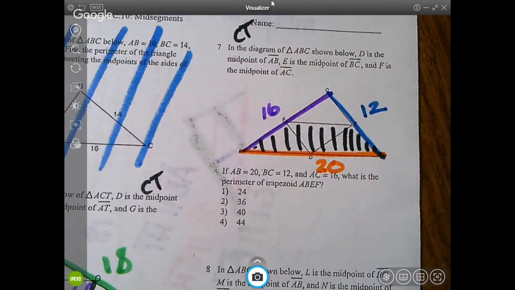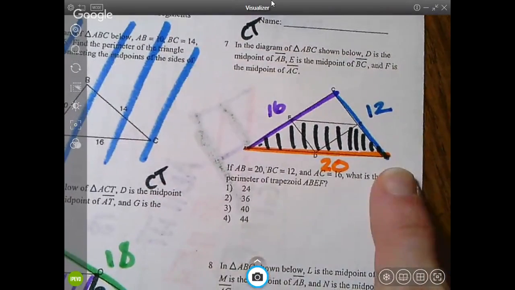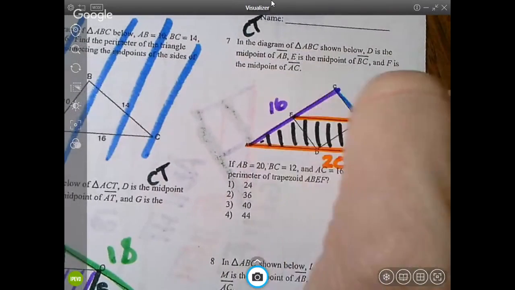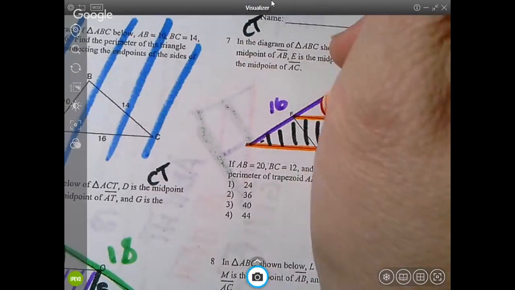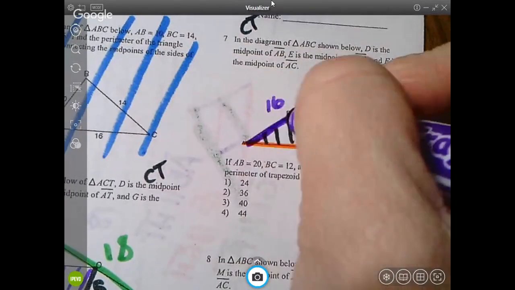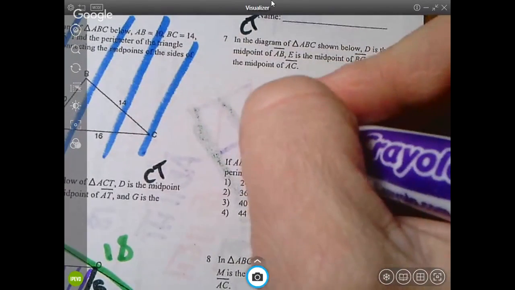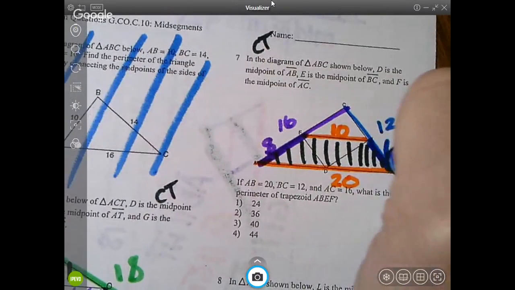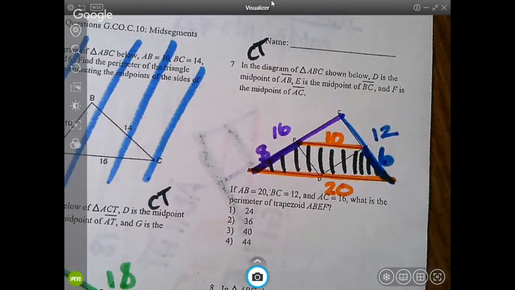So let's find our missing sides. Well, we need the whole bottom, so that's fine. How do we get this top part? How long is FE? 10. How did you get 10 again? Divide by 2. How long is AF? 8. How do we get 8? Because F is the midpoint. And then how do we get BE? 6. So you've got 10 and 20 is 30. 30 and 14 is 44.